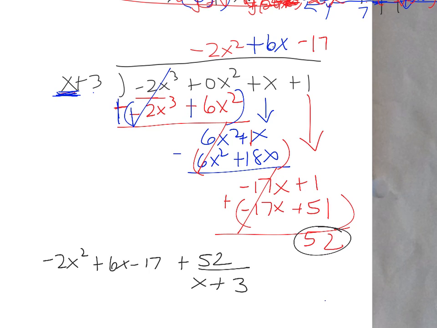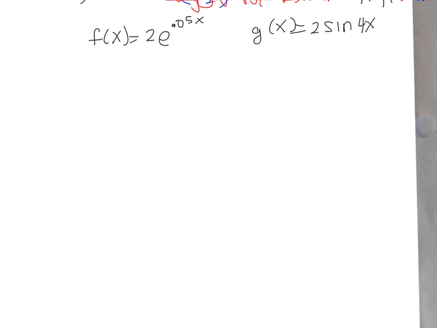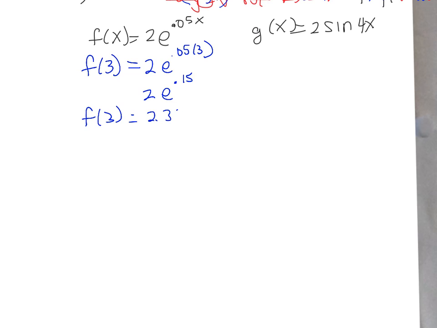Okay, so let's take a look at number 3. Okay, so number 3, I have two functions. f of x is equal to 2e to the 0.05x, and g of x is equal to 2 sine 4x. So the first thing I'm looking for is f of 3. So I'm just going to take 3 and plug it in. So I have 2e to the 0.05 times 3, which is 0.15. So that's 2e to the 0.15. Just plug it into your calculator. We get f of 3 is equal to 2.324.